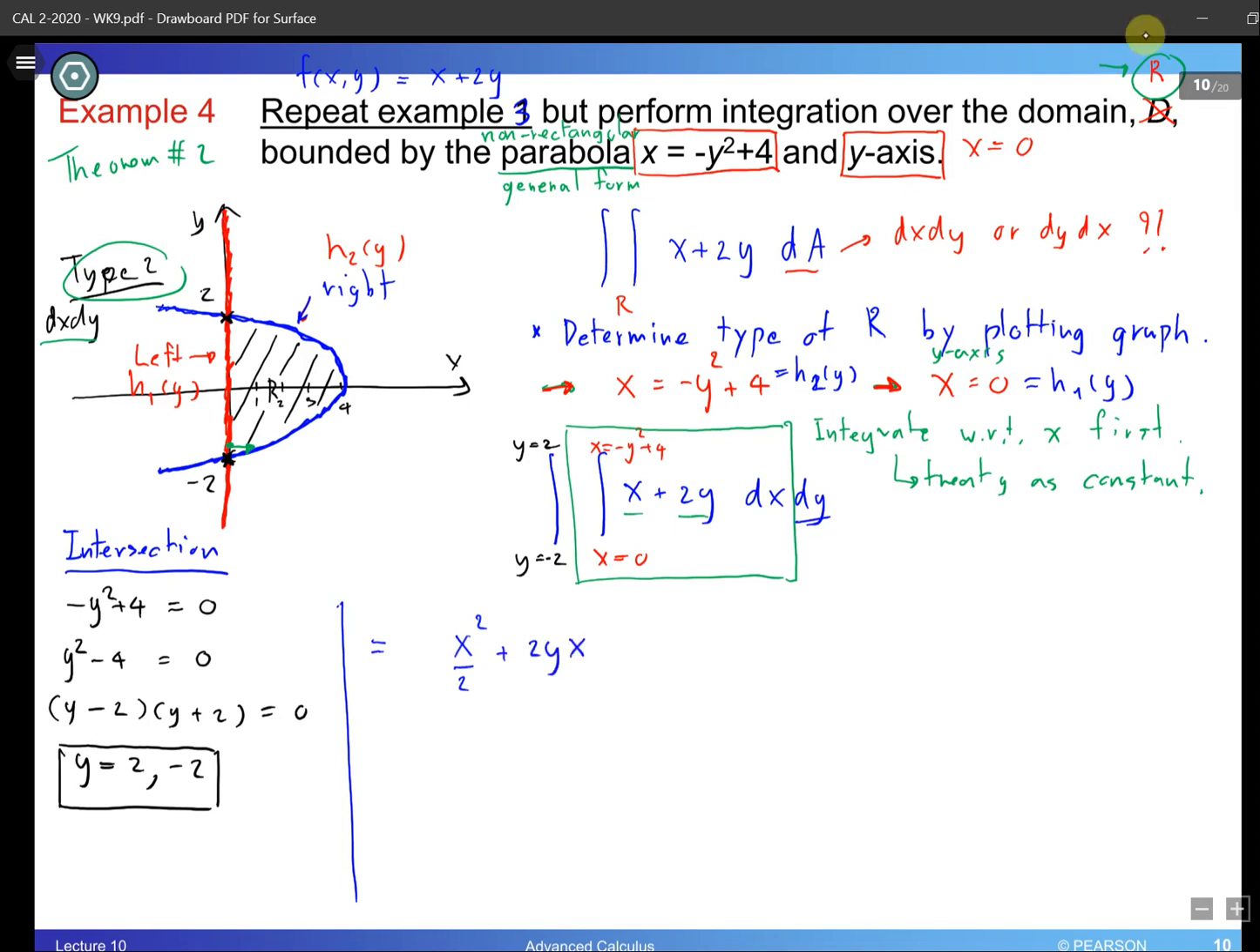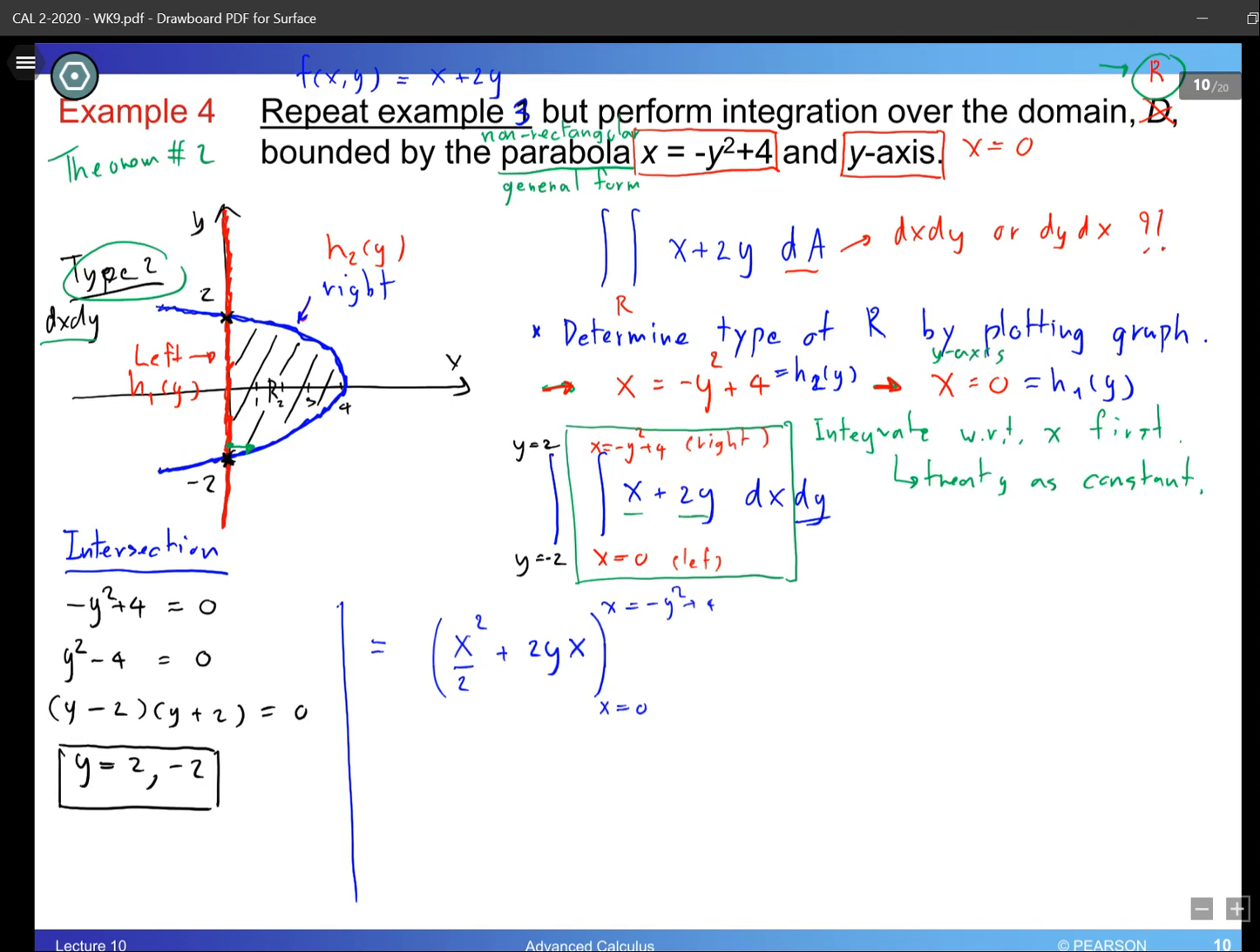And since this is a definite integral, I am supposed to evaluate this at two values of x: x equal to 0 and x equal to minus y squared plus 4. Alright. By the way, let's make a note right here that this is the left curve, sweeping from the left to the right.